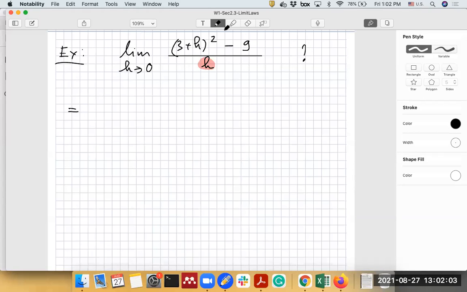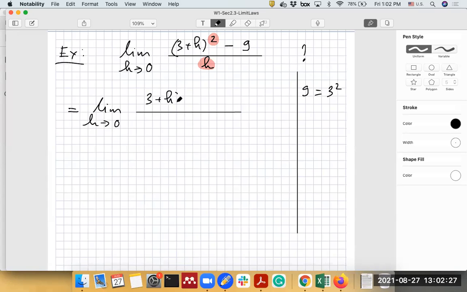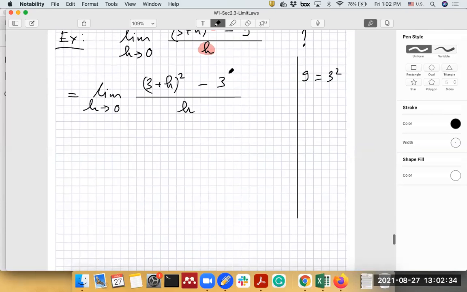Before doing that, observe this. This is something squared minus 9, and 9, can we write 9 in a different way? Yes, 3 squared. Beautiful. So here, (3 plus h) squared minus 3 squared over h, right? Good. Squared, my bad.